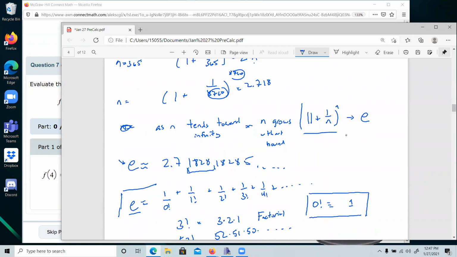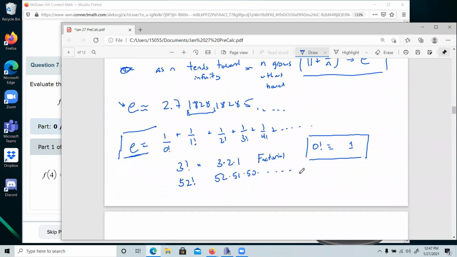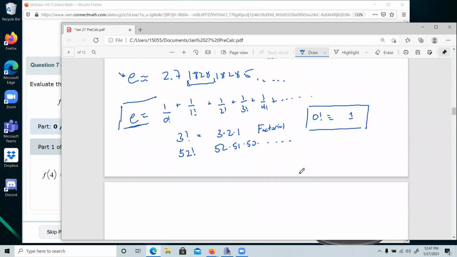We're going to use this one a lot, especially when you get to Calc 1. You're going to see this a few times. So this in Calc 1 is more important than this one is. But in Calc 2, we use this one a little bit more, and then we can see what's going to happen.